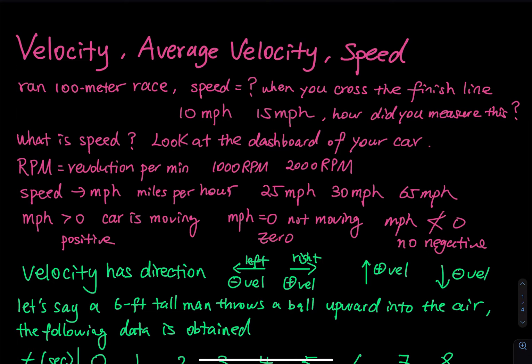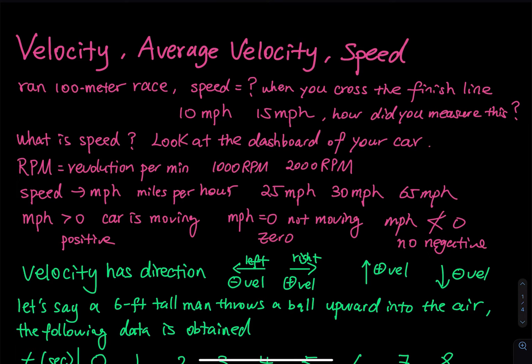So if you take a picture of yourself at the moment you cross the finish line, right? Just close your eyes and picture this. You are running, and then you cross the finish line. At that moment, I take a picture of you. What do you see? Well, based on the picture, you are motionless. So since you are motionless, you are not moving at that point.